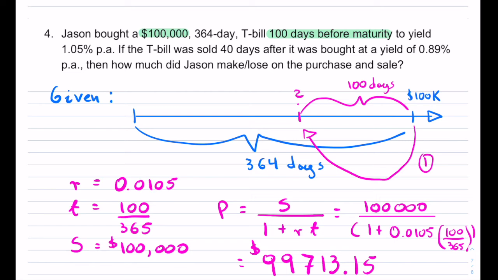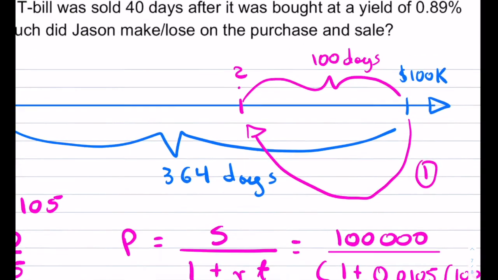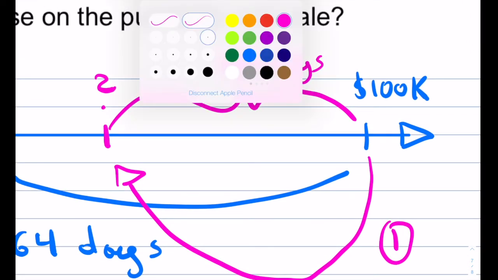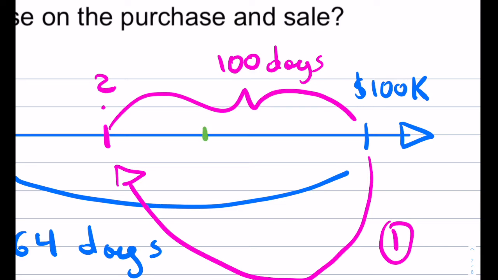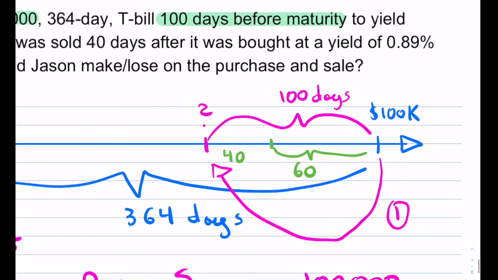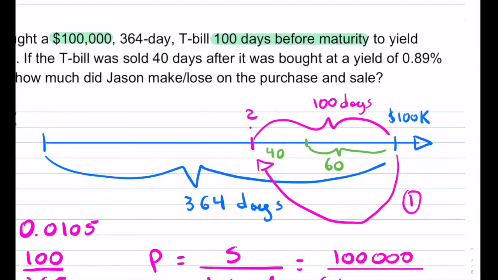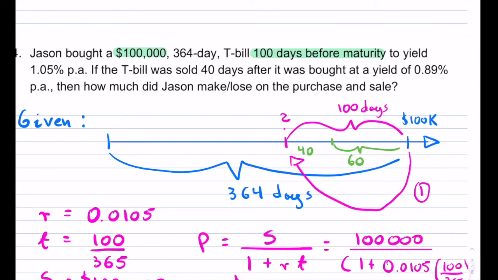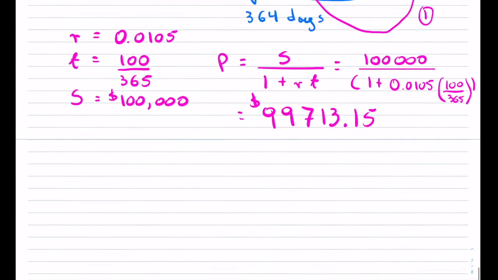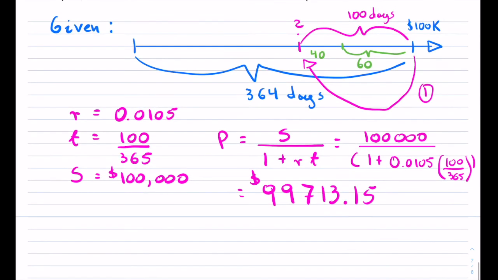Now, if the T-bill was sold 40 days after it was bought, okay, so if I zoom in here, it was sold 40 days after it was bought, which means there are still 60 days remaining. And this is the trick, because it's sold at a 0.89% per annum. Okay, so how much did we sell it for? So that's the second question, right? Now, how do we do that?